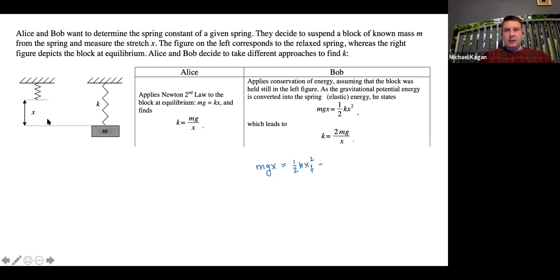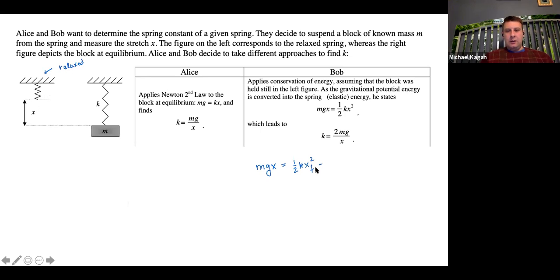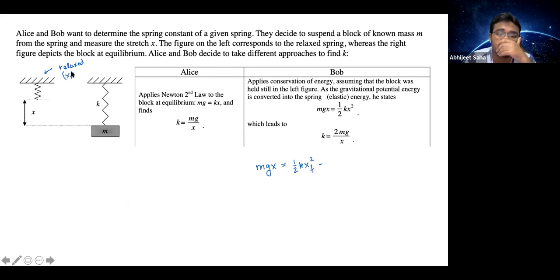Yeah, but x initial is 0. It's originally relaxed. So the stretch would be at the end. So it's correct. Yeah, this part is fine. So that means that's x away from equilibrium. So isn't that right? Say it again.